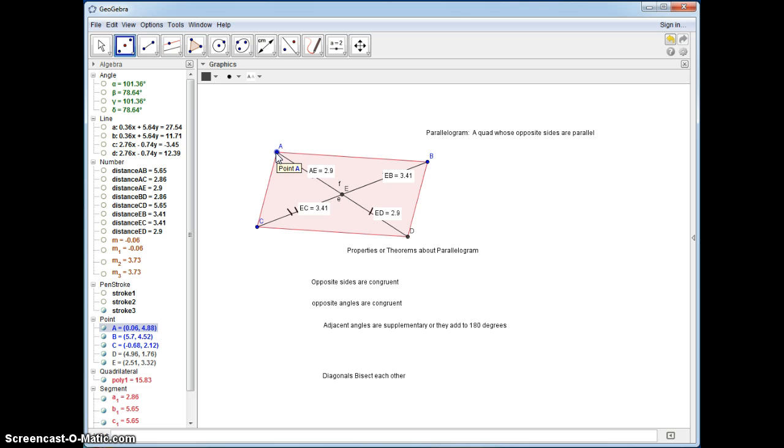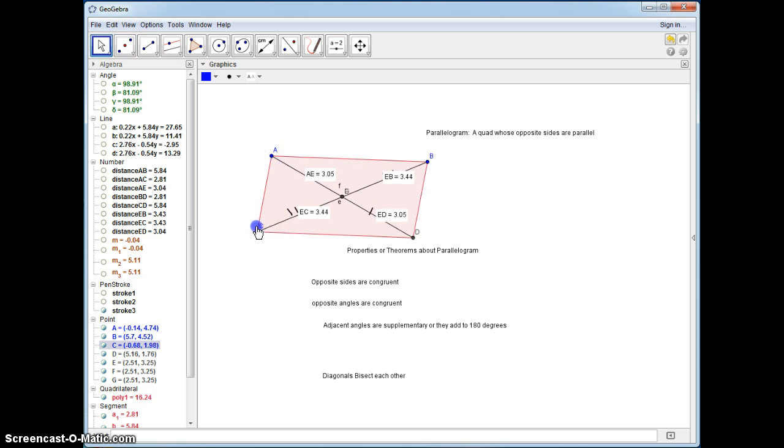This is adding the x's and dividing by 2, and adding the y's coordinates and dividing by 2. You just click on these two, and it'll come up with this midpoint. That's the same midpoint as the other diagonal. And it's always true, because if I move these vertices, it'll always be true.